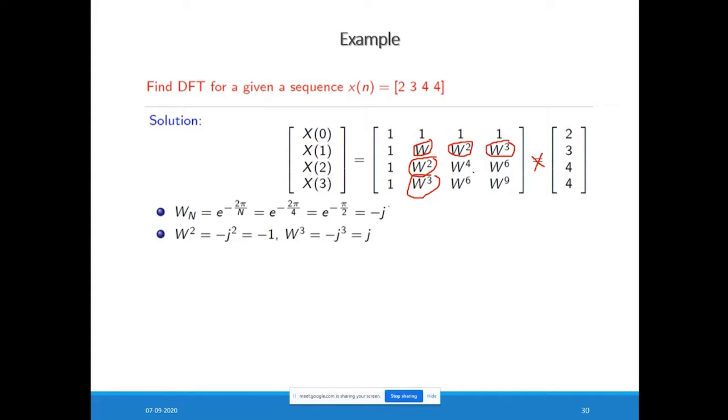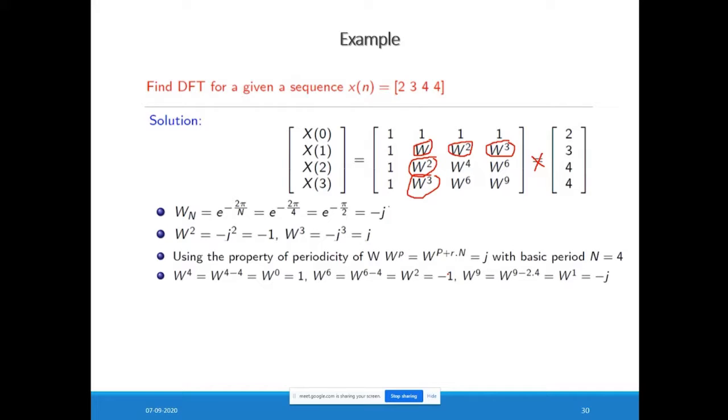Now you have to calculate omega 4. Here you have to apply the periodicity property. In the periodicity property, omega p is nothing but omega p plus r n. Means after every nth period, your matrix or your twiddle factor repeats. So omega 4 is nothing but omega 4 minus 4. After every 4th repetition, you are coming at the first place. So that is omega 0, so omega 4 has the value 1.